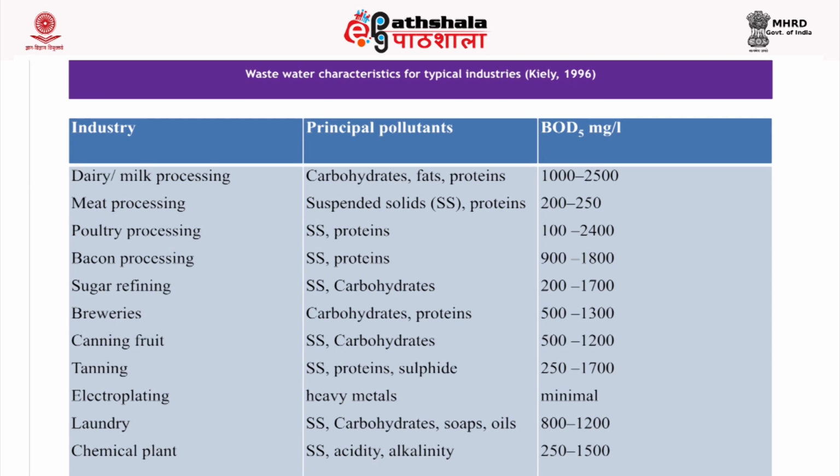Tanning industries contain suspended solids, carbohydrates, proteins and sulfides in the range of 250 to 700 milligram per liter. Electroplating industries emit a lot of heavy metals in their discharge. Laundries contain suspended solids, carbohydrates, soaps and oils in the range of 800 to 1200 milligram per liter. Chemical plants release suspended solids and acidity- and alkalinity-increasing substances in the range of 250 to 1500 milligram per liter.